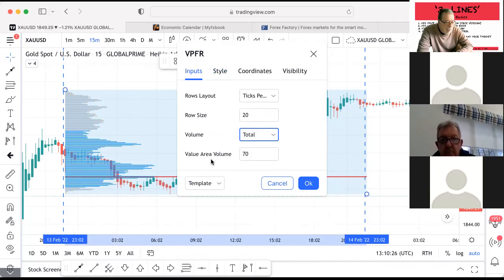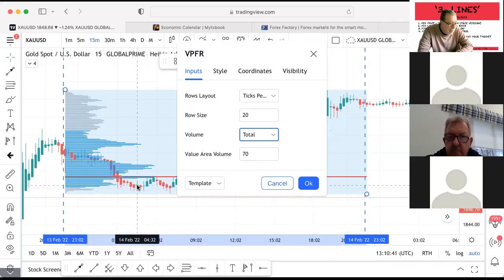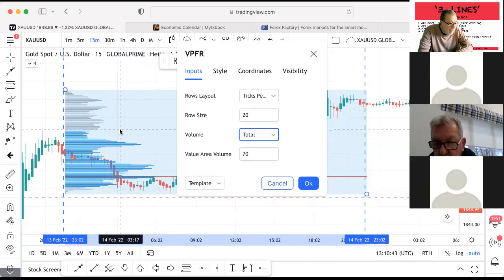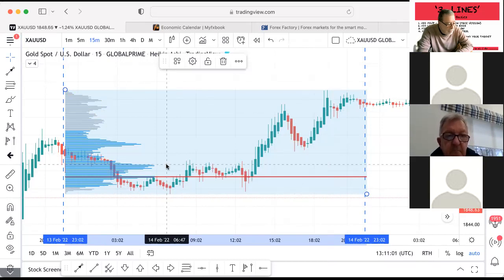And the value area volume is set on mine at 70%. We call this strategy V70 because we set it on 70%. What that means is that where this dark blue area is, from the top up there to the bottom down there, that represents 70% of all the orders placed in that particular time period. So that was in the whole of yesterday. That is where all of the trades were put. These are the prices at which the orders were placed.